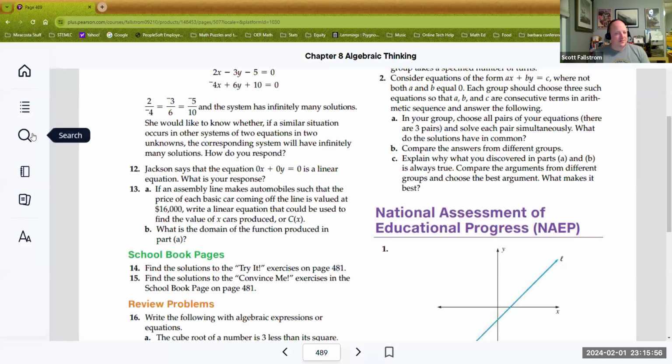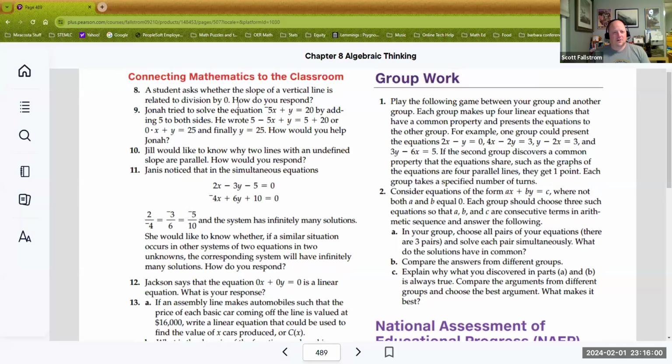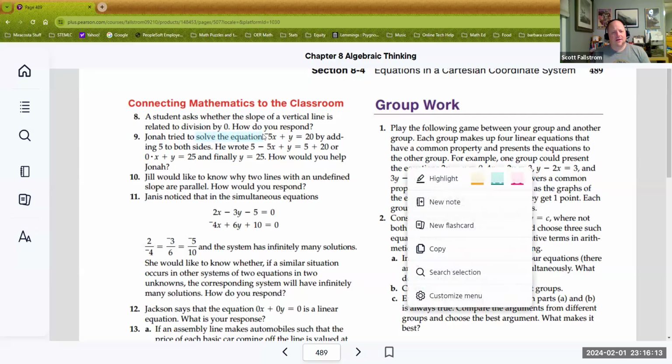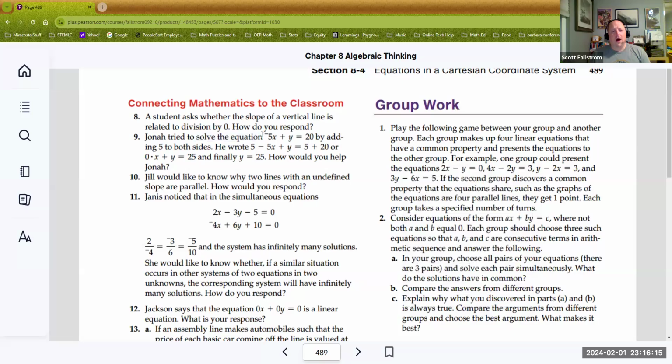Like in question 9, Jonah tried to solve the equation. Every time I read these questions, the first thing I would say is, okay, he's going to solve an equation. For what? What is he solving for? That would be my first question when I do this one, right?